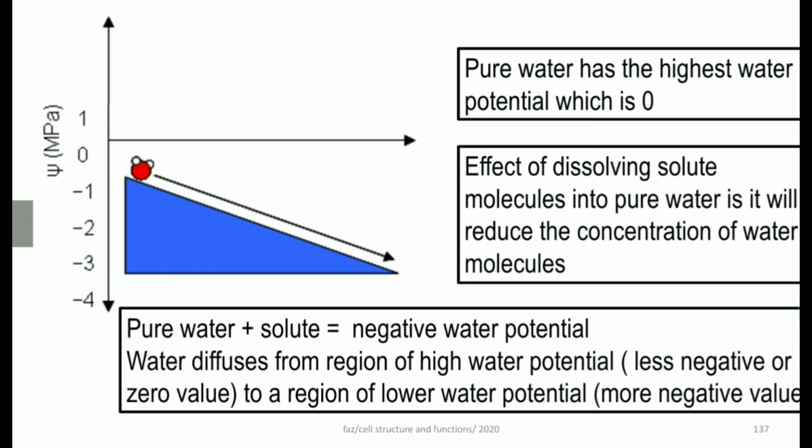Therefore, water diffuses from a region of higher water potential, which is less negative or 0 value, to a region of lower water potential, which is a more negative value. So bear in mind that pure water is 0 megapascal. Okay, so if we put solute, for example, if we are preparing a glucose solution, when we add glucose to the pure water, the water potential will reduce, so it will give a negative value for the water potential.